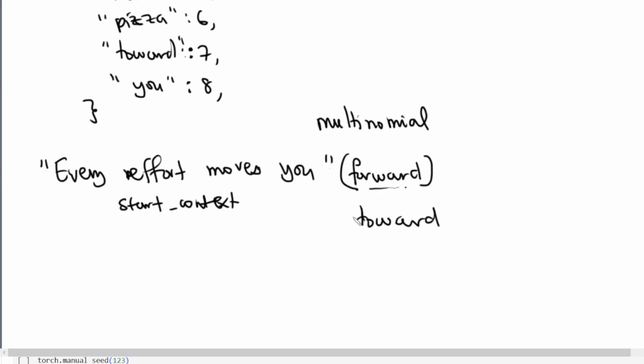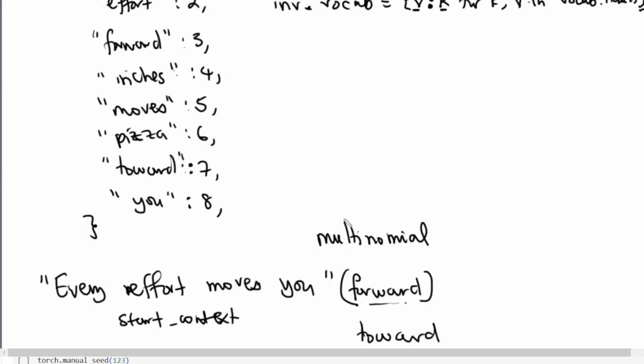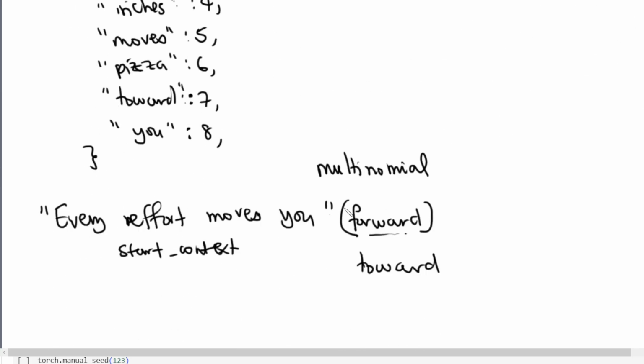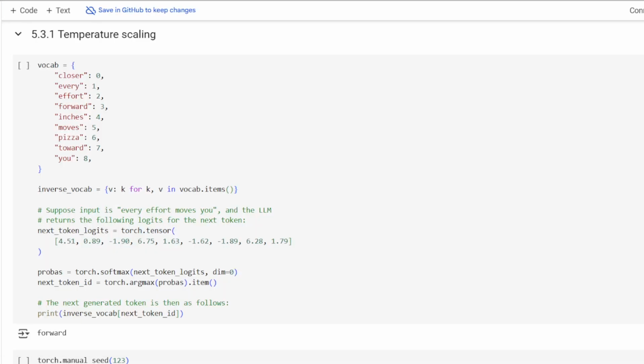It will bring the word toward, because toward, it might not be happening many times, but it does happen. So that is what temperature is doing. So let us see it in code so we can explain a bit about what I'm saying just now. So let's switch to Chrome now.